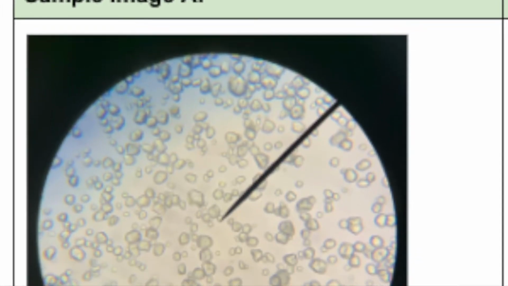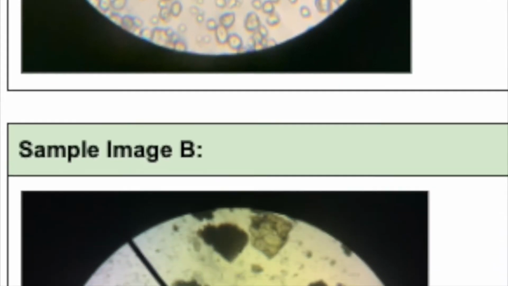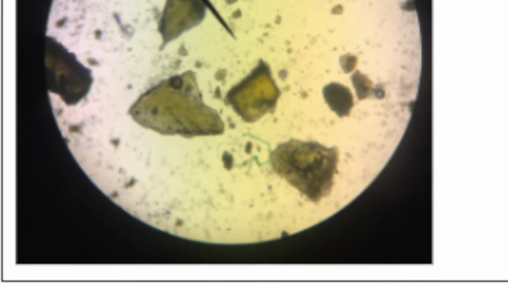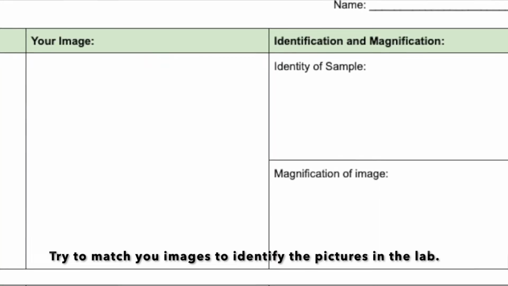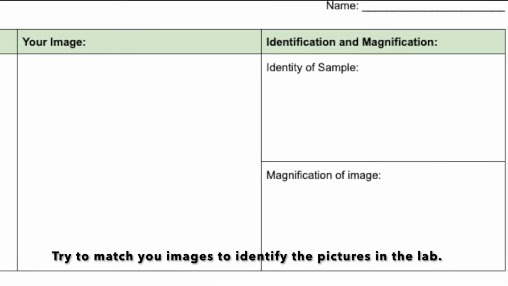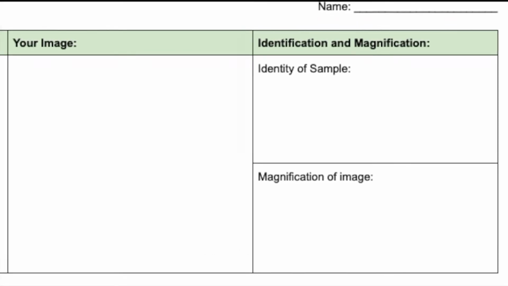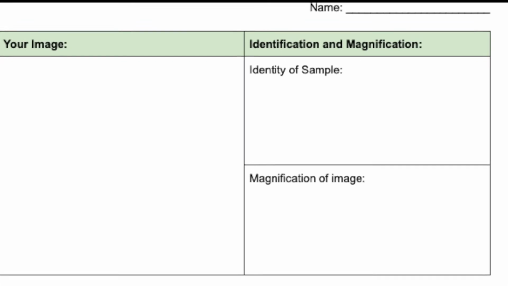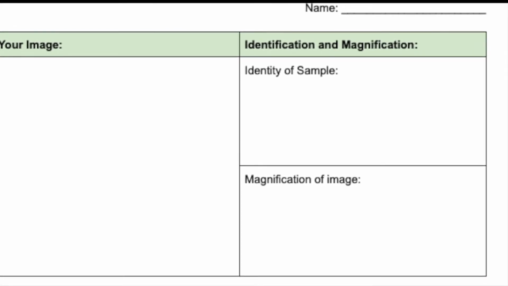Once you have a slide, place it on the microscope and look at it at all 3 magnifications. Compare what you see under the microscope to the images in the lab sheet. When you find a match, take an image of that sample and insert your image where it says your image. Then label the boxes with the identity of the sample and the magnification you used to get your image.